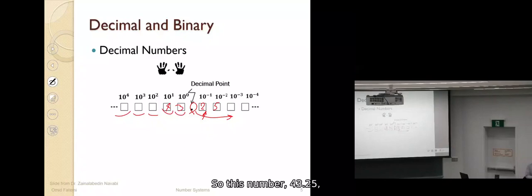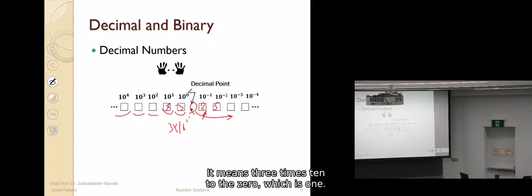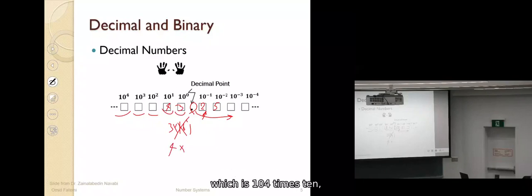So this number 43.25, what does it mean? It means 3 times 10 to the 0, which is 1. So I will put 1. 3 times 1 plus 4 times 10 to the 1, which is 10.